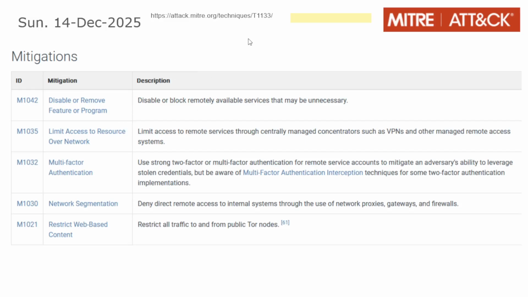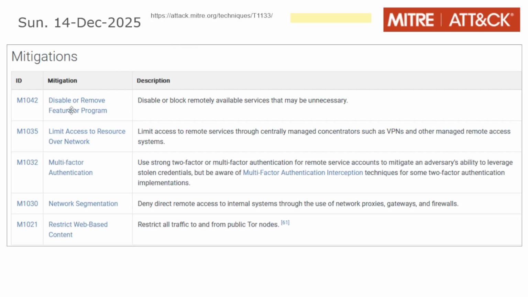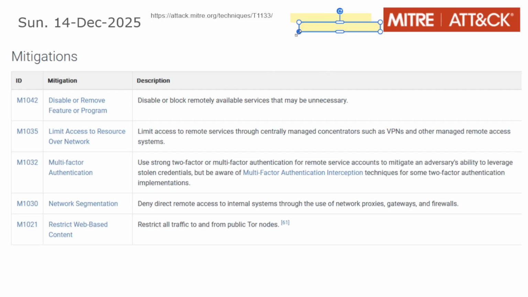So here are the mitigations now. Disable or remove features or programs. So disable, block services that may be unnecessary. That's a good recommendation for a lot. I marked the whole sentence here. So a lot of attack techniques don't work if unnecessary services are deactivated in the first place. You reduce the attack vector by a lot.